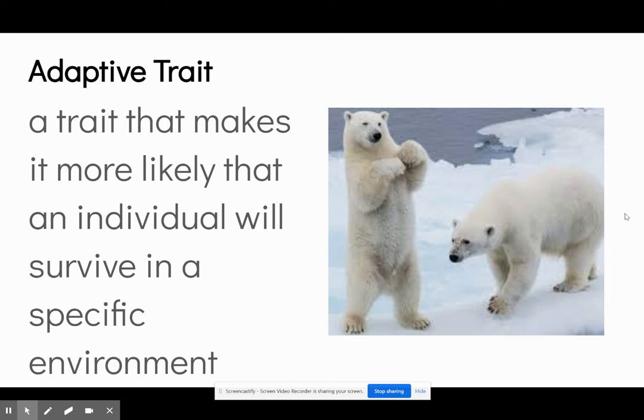So an adaptive trait or an adaptation is a trait that makes it more likely that an individual will survive in a specific environment. So in this example right here, we can see we're using the polar bear as an example. The polar bear blends in with the ice, right? And so it makes it an even better predator because its prey isn't going to be able to spot it coming.